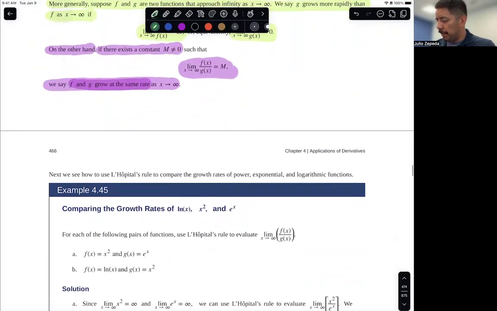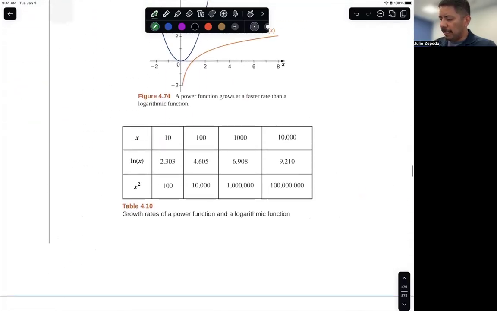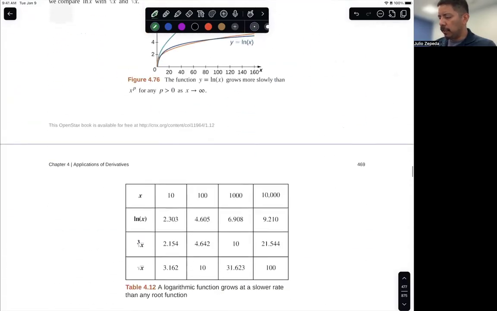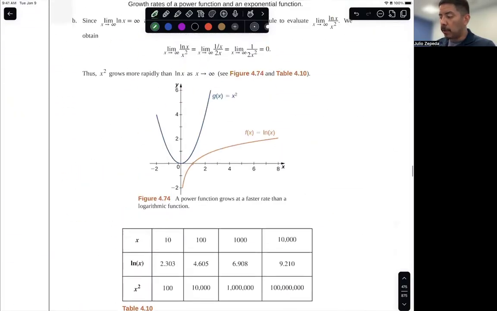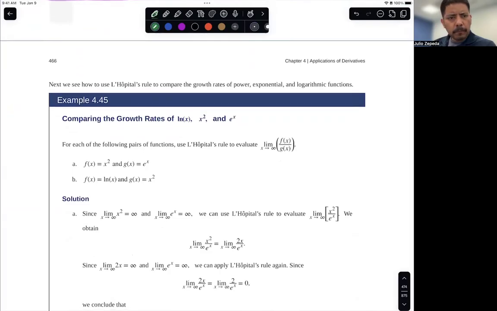All right. The last thing that we can say here is that limits can also be used to determine relative growth rates of functions. And so we'll show this very quickly here. It says, example 4.45, comparing the growth rates of natural log of x, x squared, and e to the x. For each of the following pairs of functions, use L'Hopital's rule to evaluate the limit as x approaches infinity of f of x over g of x. Okay, so sure, let's try to do that.